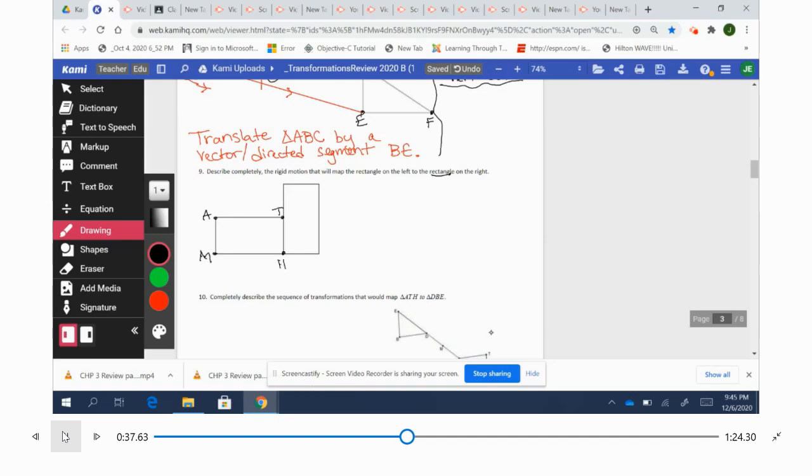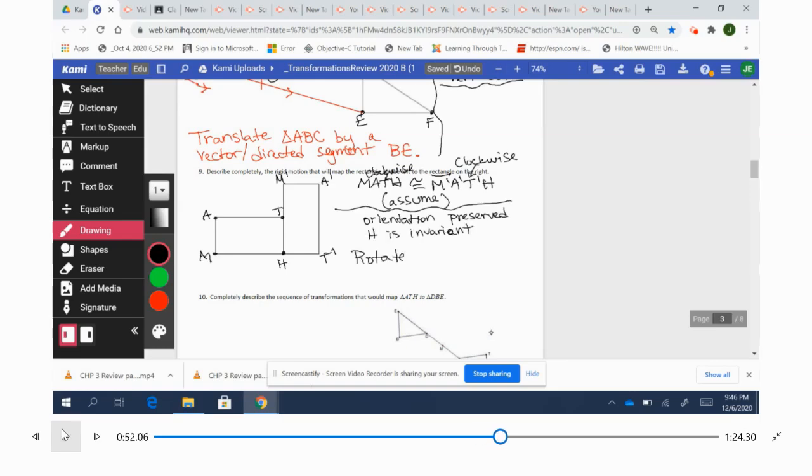All right, number 9. Same thing. I'm going to make it MATH and then M prime, A prime, T prime, H prime. All right, orientation again is preserved. So they're both clockwise orientation. Now, since H is invariant, it means it's not going to move, or it's already where we want it to be, so we don't need that translation because we already have a pair of points that's matched.